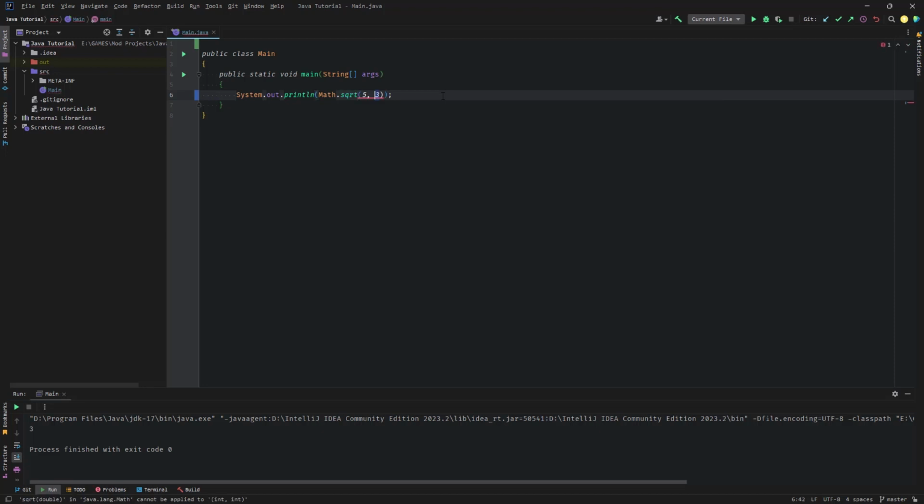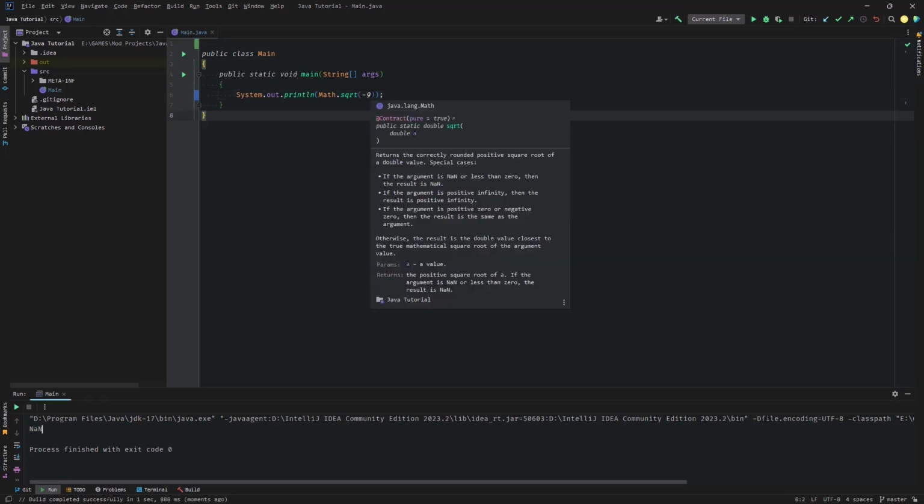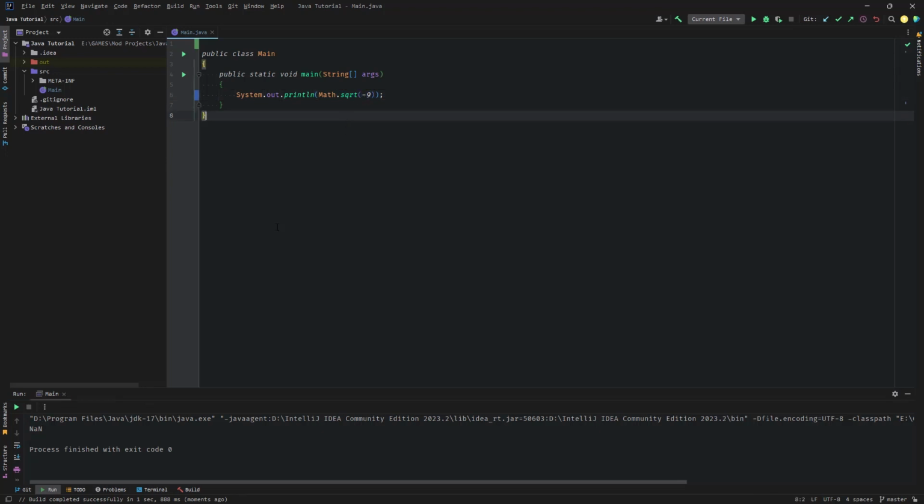The next one is sqrt. Now, this returns the square root of a value. For example, the square root of 2, as you see, is 1.414 something. If I do 9 here, the square root of 9 is equivalent to 3. Remember, negative values have no square roots. So let's see what happens. It's NaN. NaN means that, hey, it's not an acceptable result because negative values have no square roots.